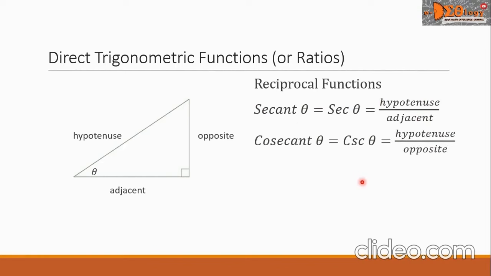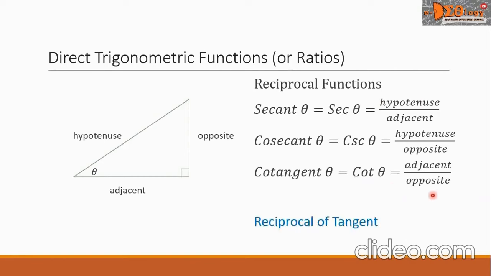The next function is cosecant theta, with the symbol CSC, and the ratio is hypotenuse over opposite side. This is the reciprocal of the sine. The next function is the cotangent theta, symbolized by COT, and this is equal to the ratio of adjacent over opposite side. This is the reciprocal of the tangent.